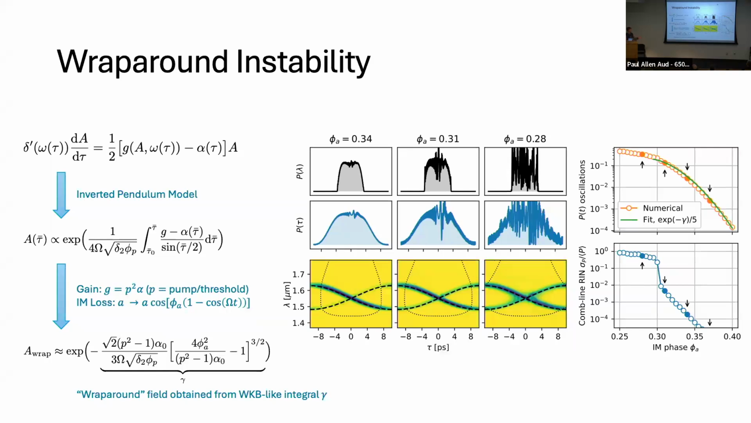The wraparound instability, you can model that with basically a WKB expansion outside of the gain region. And you actually get an analytic formula which is in very close agreement with the numerical dynamics of these combs in this instability regime.